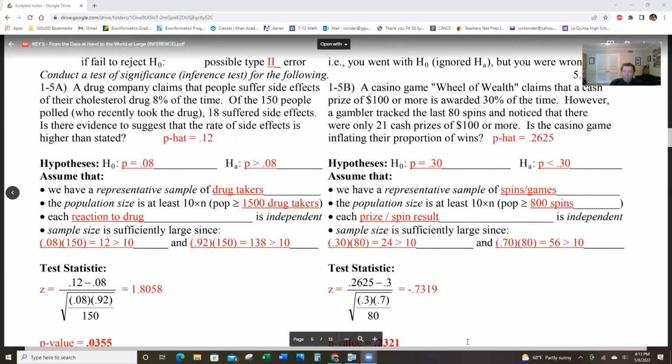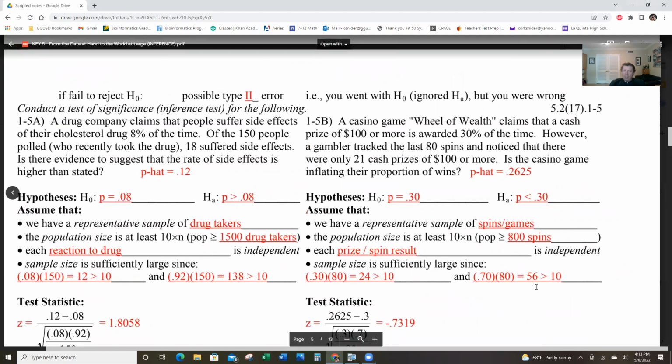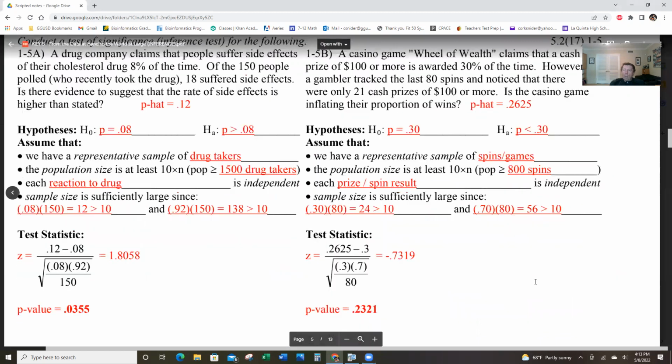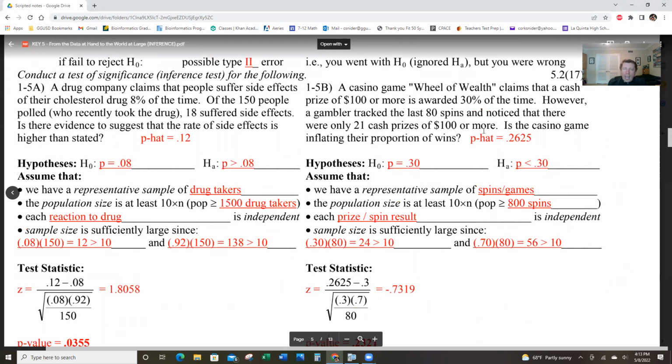Okay. So we move this over just a little bit. Here's the next one. Casino game Wheel of Wealth claims that a cash prize of $100 or more is awarded 30% of the time. However, a gambler tracked the last 80 spins and noticed that there were only 21 cash prizes of $100 or more. Is the casino game inflating their proportion of wins? Is it inflating that? Okay.